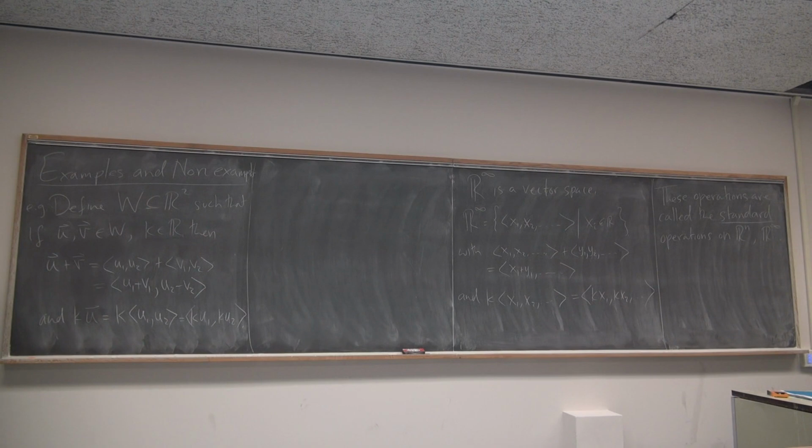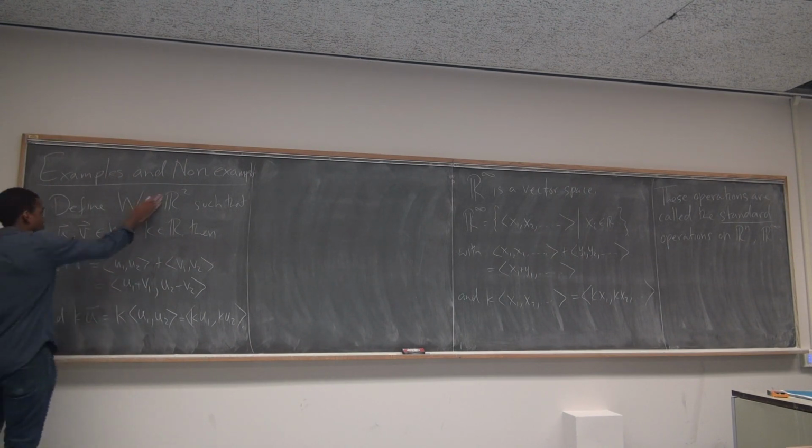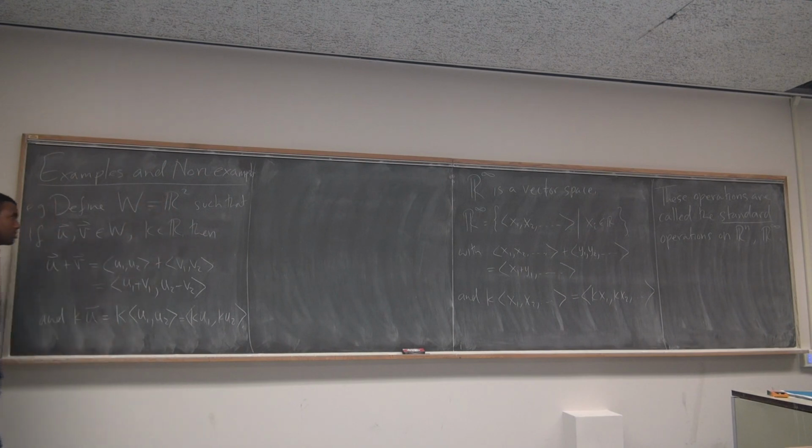Is it a vector space or not? Maybe, depending on what W is. Think of it as R2, right? W is equal to R2. Take two vectors in W, which is two vectors in R2, and I define my addition this way. In the second component, I put a minus instead of a plus. Vector space or no?